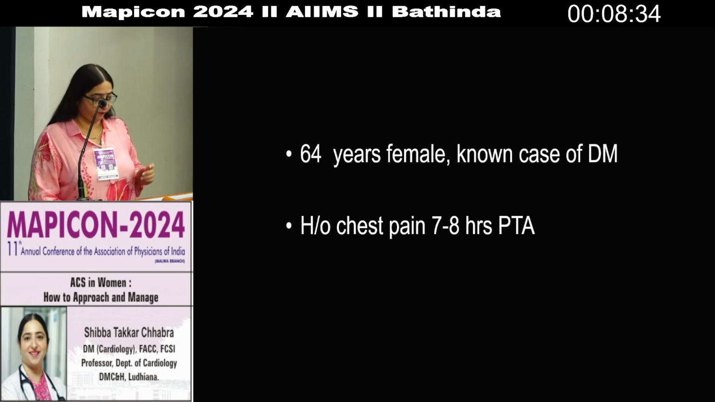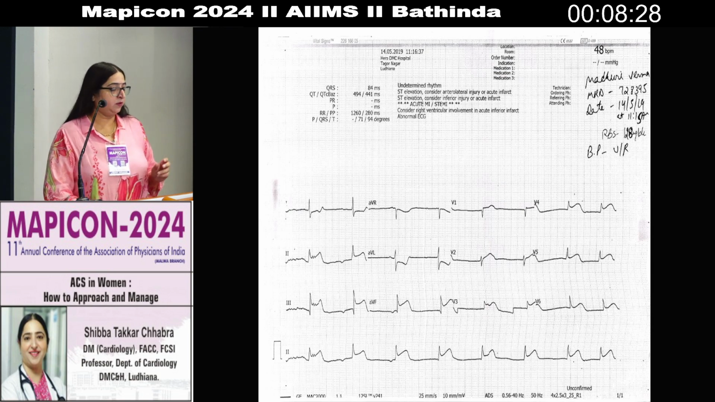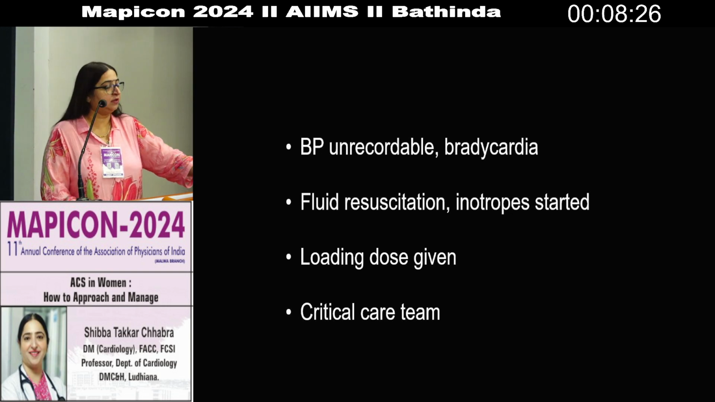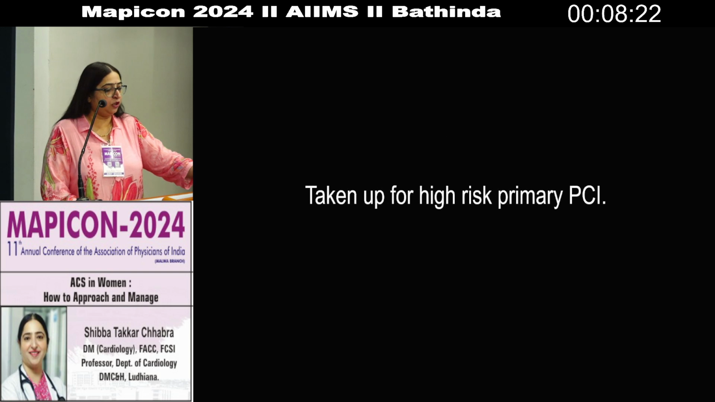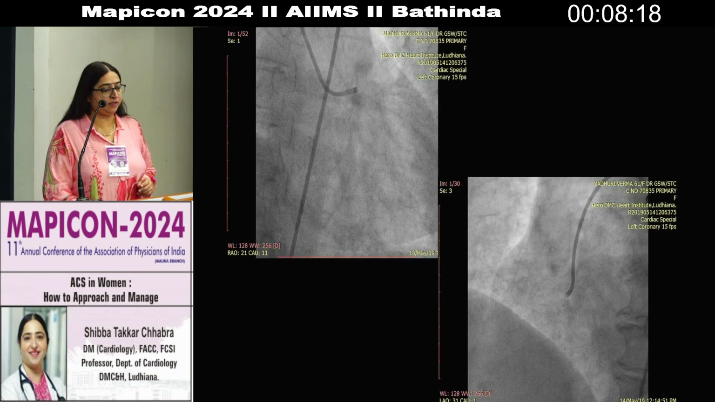Now this is a 64 years old female who wheels into the emergency with this massive inferior wall MI. We can see the sinus bradyarrhythmia. The blood pressures are unrecordable. Fluid resuscitation is done. Loading dose is given. She's wheeled into the cath lab for a high-risk primary PCI.